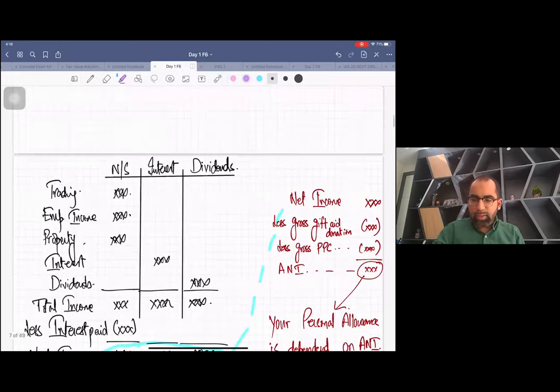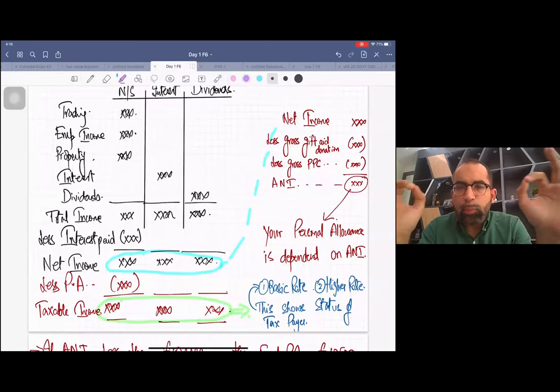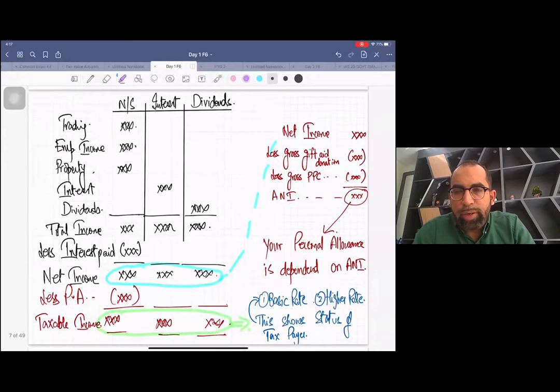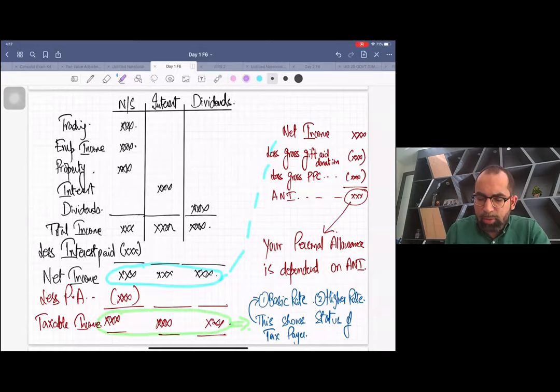Okay. Now, listen, very simple thing. Whenever you are asked to calculate the tax of an individual, three columns normally come to your mind. The first is non-saving, second is interest, and third is dividend. Look at here. In non-saving, you write trading, then employment, then property. These are normally very famous non-saving incomes. In the interest column, you will write interest income, and in the dividend column dividend income, right? First of all, you will add them, so you will get total income.